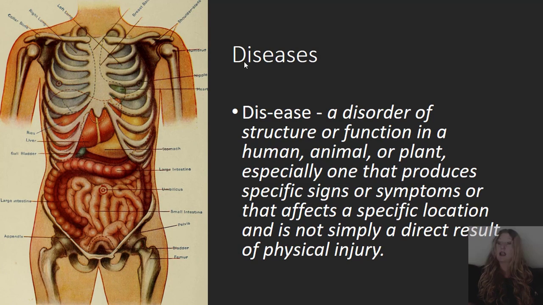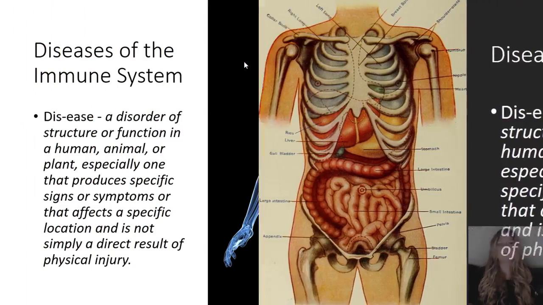Disease is a disorder of structure or function in a human, animal, or plant, especially one that produces specific signs or symptoms that affects a specific location and is not simply a direct result of a physical injury.